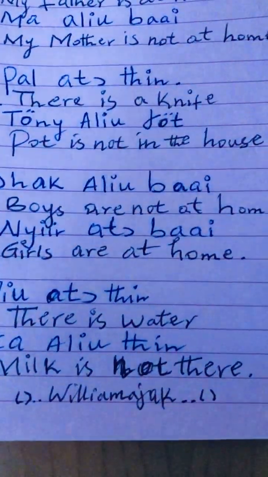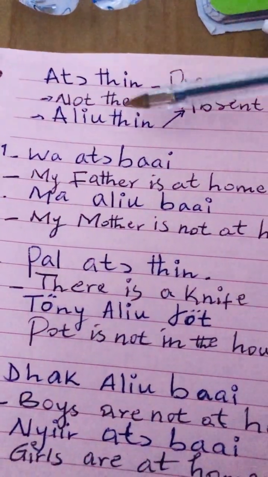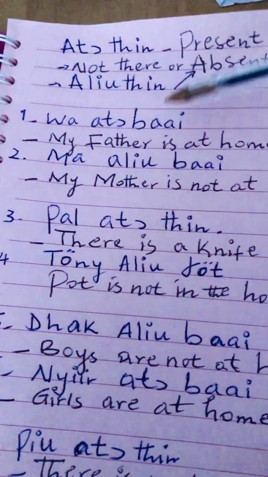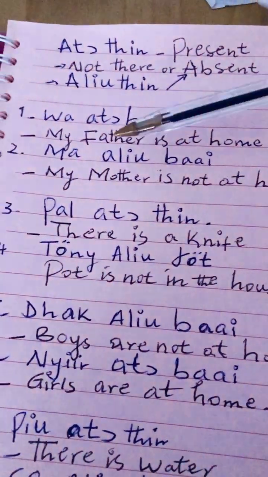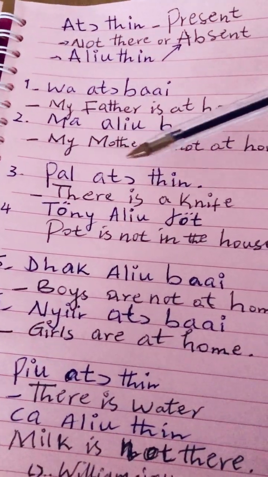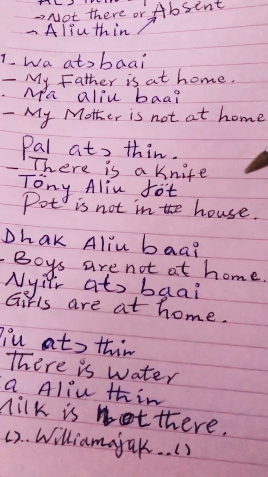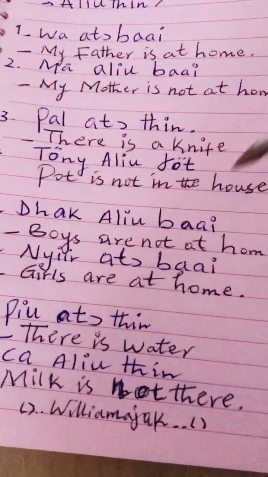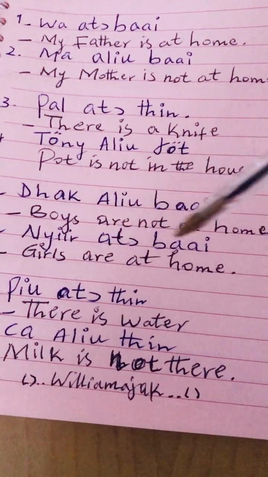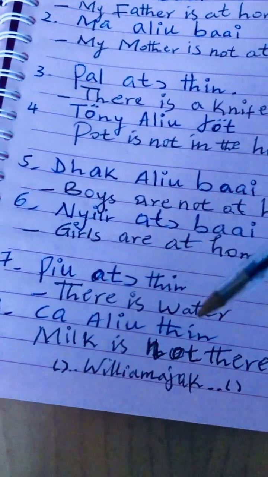Okay guys, let us make a quick recap. Ato thin means to be present, aliutin means not there or absent. For example: wa ato bai, my father is at home. Ma aliu bai, my mother is not at home. Pal ato thin, there is a knife. Tony aliu hot, the pot is not in the house. Dak aliu bai, boys are not at home. Nyir ato bai, girls are at home. Pew ato thin, there is water. Cha aliu tin, milk is not there.